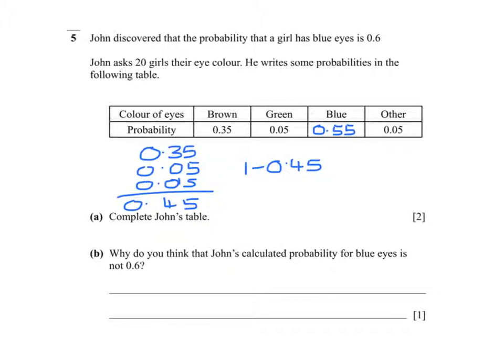The problem with John's calculation is that he only used 20 girls, so the sample size is too small. We want a much larger group of students to get an answer which is closer to 0.6.